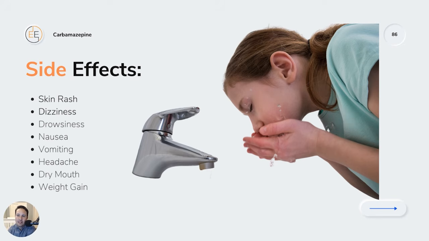So of all these side effects, there is strong data that says around 36% will experience dizziness and drowsiness, and about 32% will experience nausea. The rest of the reactions are under 10%.